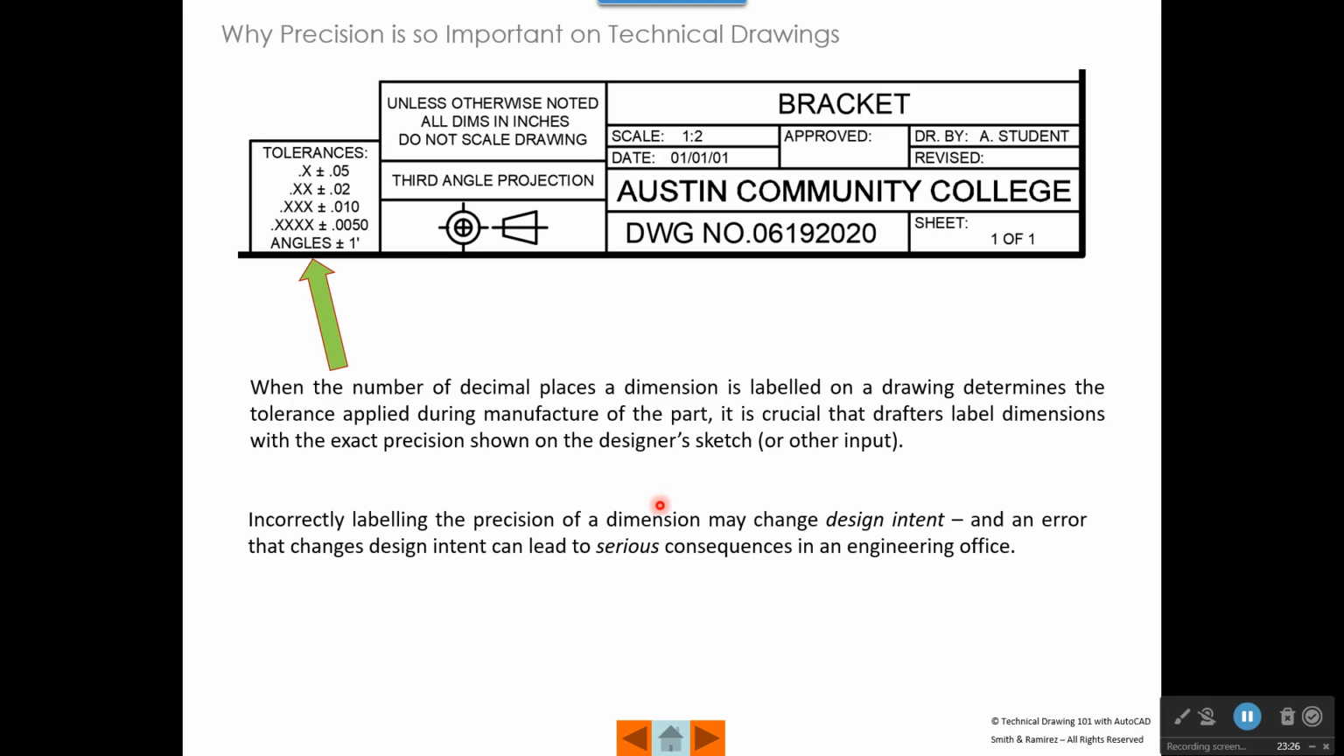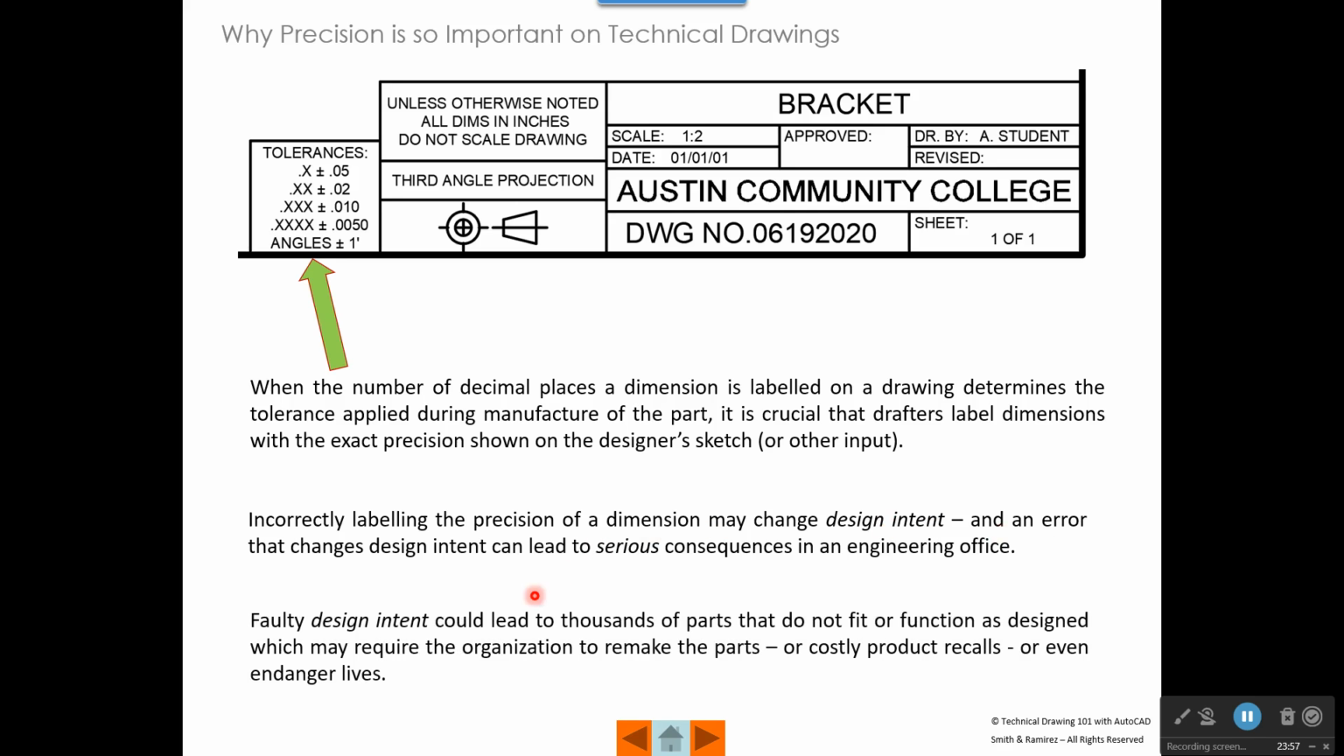Incorrectly labeling the precision of a dimension will change the design intent, and an error that changes design intent can lead to serious consequences in an engineering office. So serious, in fact, it could get you fired by putting a dimension down to the wrong degree of precision, and then the company manufactures a bunch of those at the wrong degree of precision. That's a serious error.